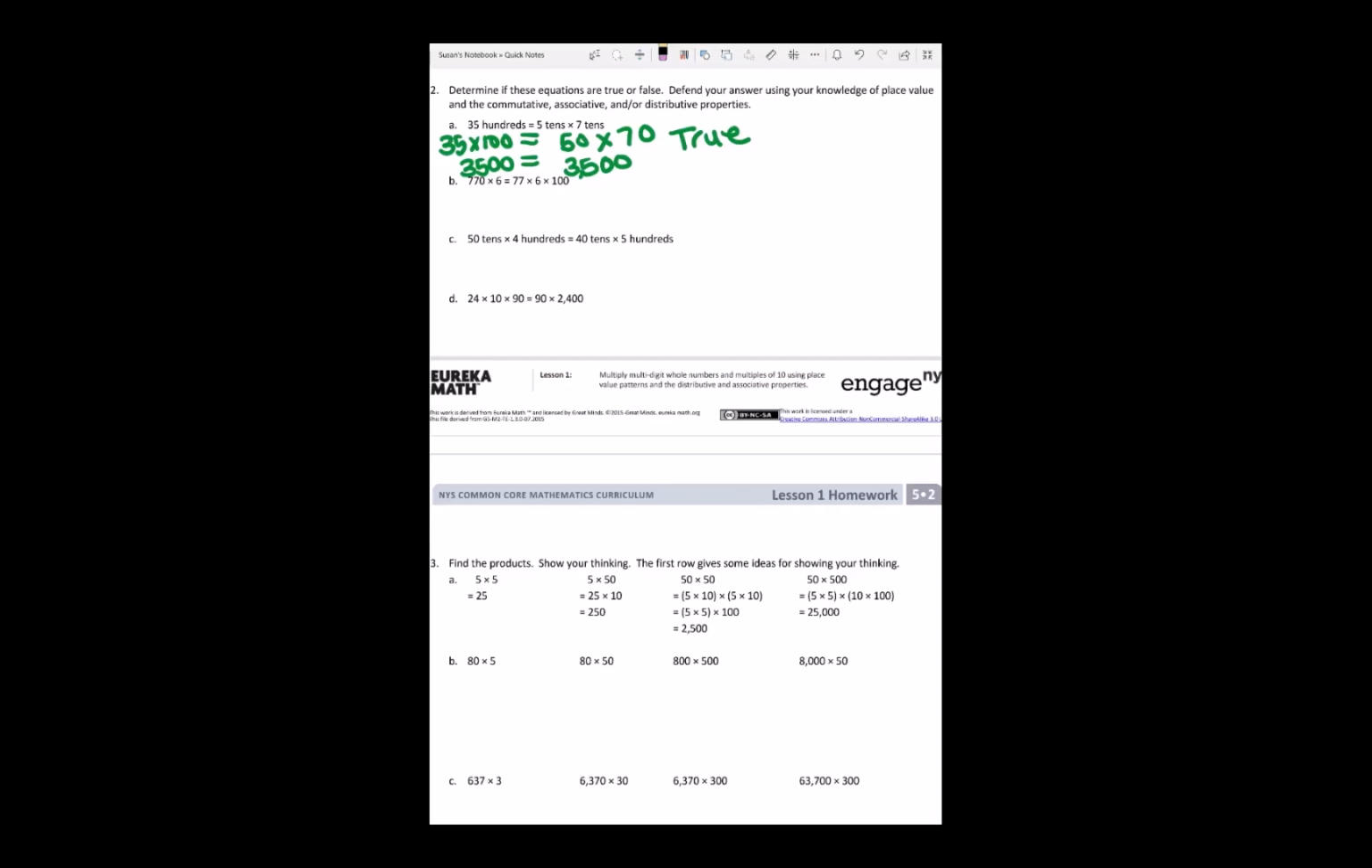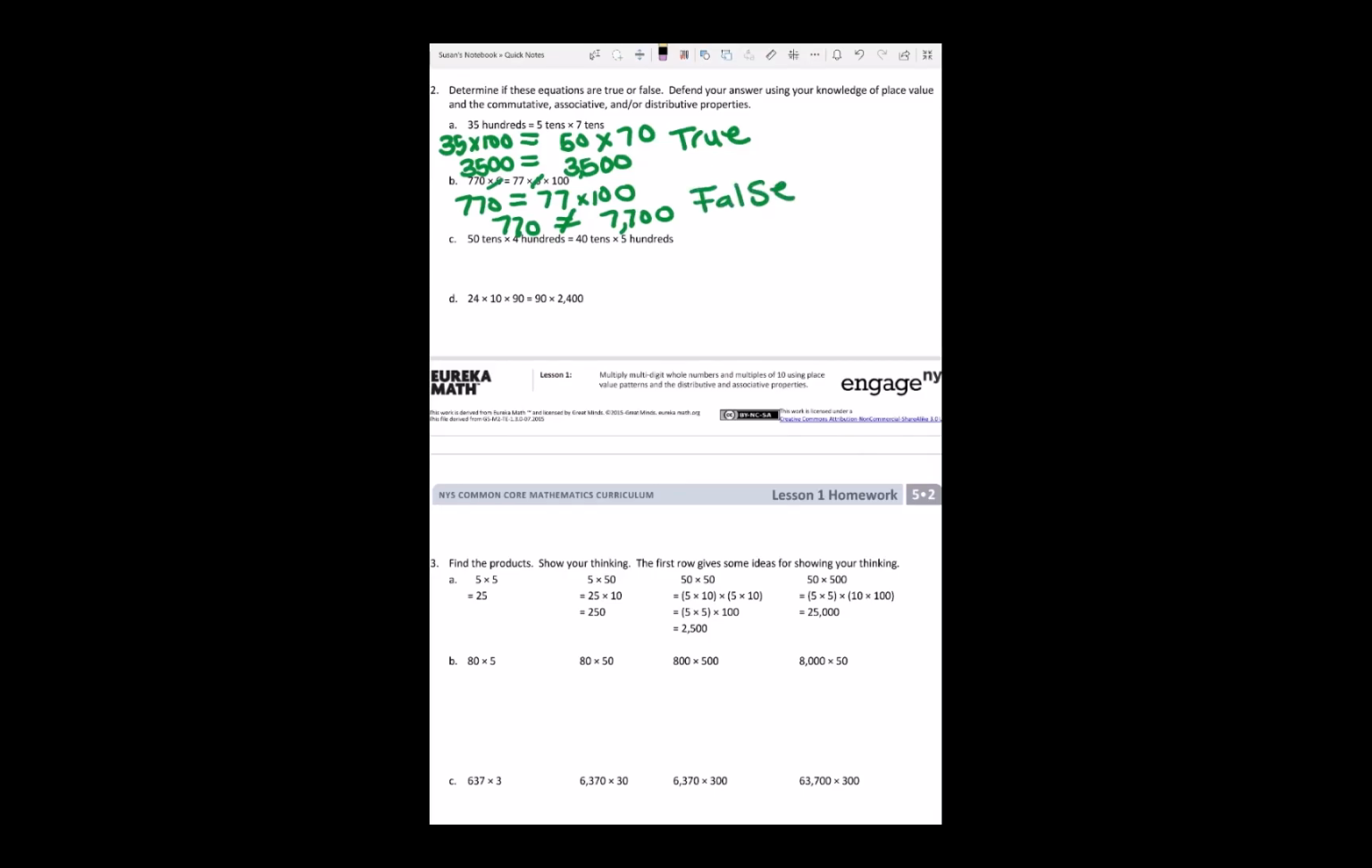Now let's go to B. 770 times 6 is equal to 77 times 6 times 100. The first thing I'm going to do is cross out what I already see in the equation as equal. So 6 and 6 are equal. I can get rid of them. I don't need to think about it. Here, I'm going to write 770, is that equal to 77 times 100? I know 77 times 100 is 7,700. So 770 is not equal to 7700. If I wanted to make it equal, I would have to multiply this by 10. So here, the distributive property does not work. It is false.